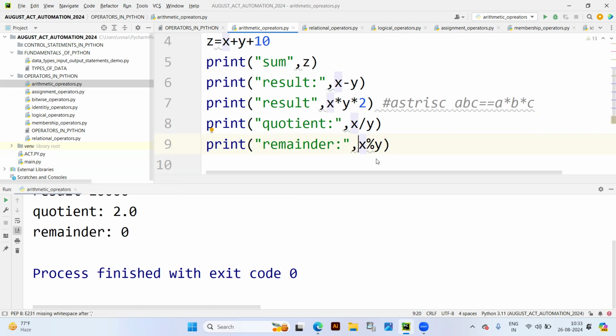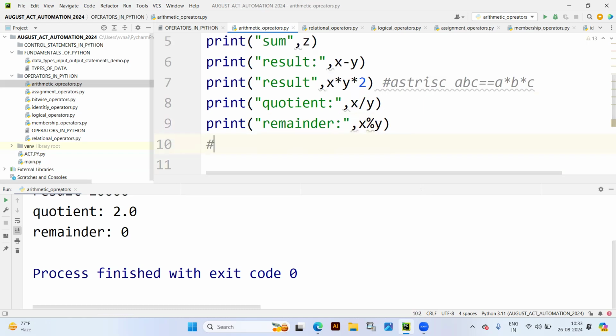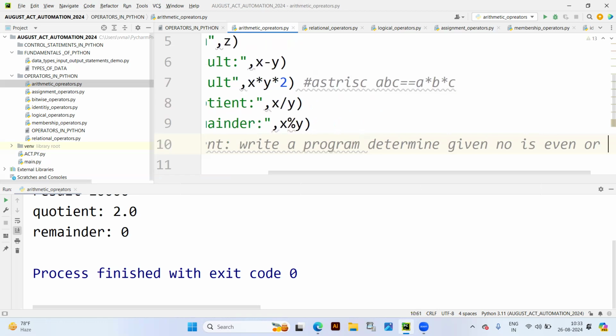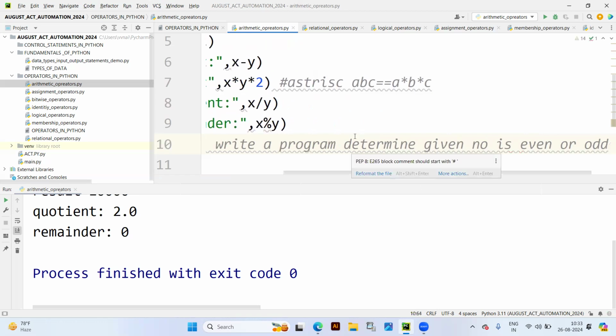So there is a situation when to apply the division operator and when to apply the modulus operator. There is a specific reason. Let's suppose I'm going to ask you a question, there is a requirement. You write a program to determine whether a given number is even or odd.